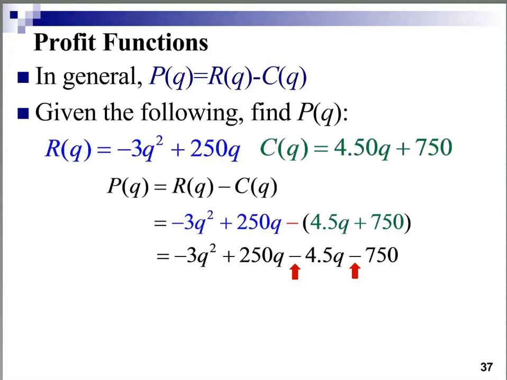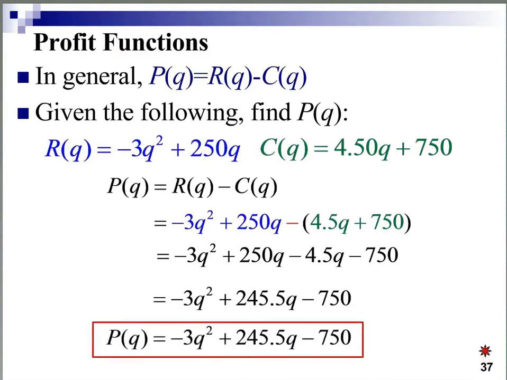So now we just simplify. We have 250q minus 4.5q. That can be simplified a little bit to 245.5q, and then that produces our final profit function. So notice the profit function is also quadratic. The negative 3 in front, because it is negative, tells me that the parabola that represents that quadratic will open downwards. And so let's explore that a little bit more on the next slide.